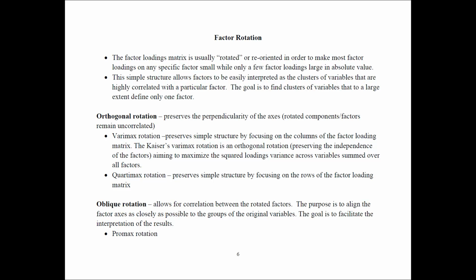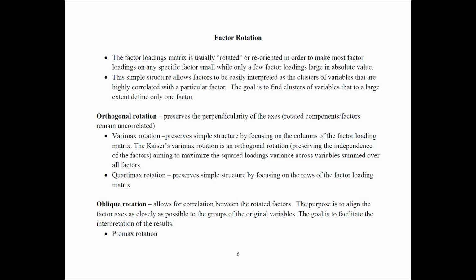And the one that we would consider is the Varimax rotation, which preserves the structure by focusing on the columns of the factor loading matrix. Kaiser's Varimax rotation is aiming to maximize the squared loadings variance across the variables summed over all the factors. Whereas the Quartimax rotation preserves that structure by focusing on the rows of the factor loading matrix.